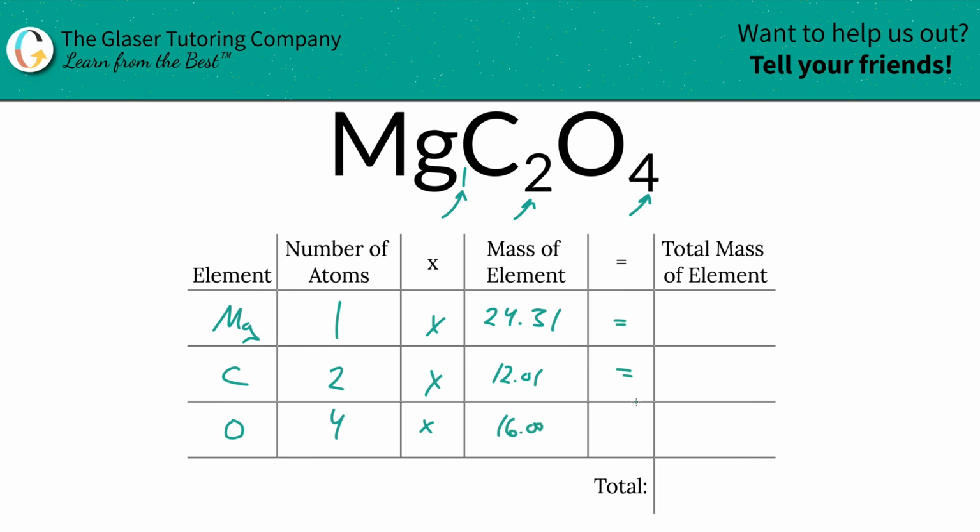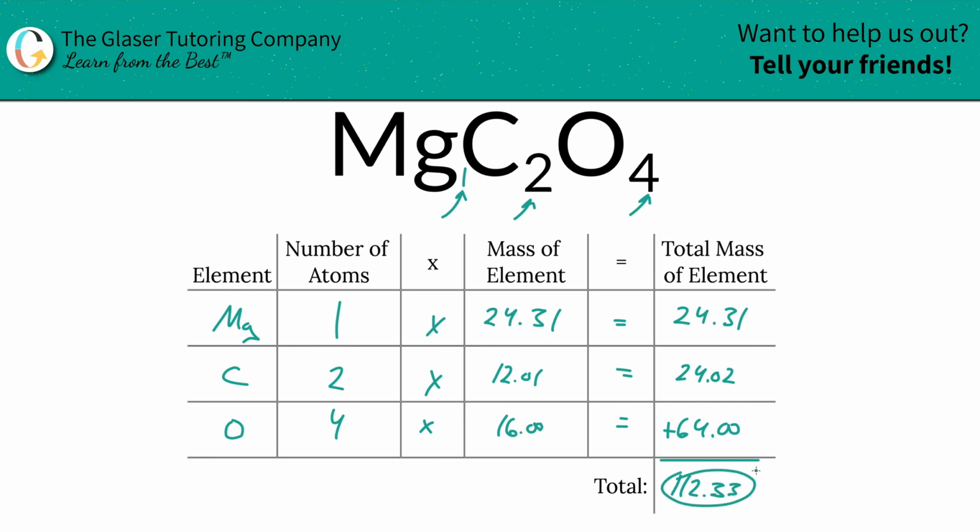Then we're simply going to multiply across each row to find the total mass of each element. So the total mass of magnesium in the compound is 24.31. The total mass of carbon here is going to be 24.02. And the total mass of oxygen is going to be 64. Then, to find the total mass of the entire compound, you simply add up this column. So that's going to be 112.33.